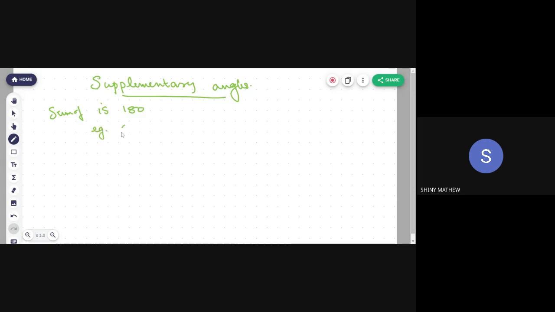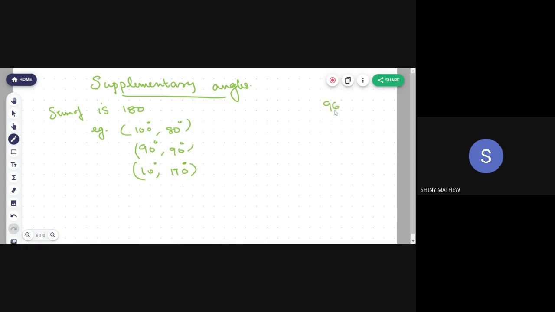Example, some pairs you can write: 100 degrees and 80 degrees, they are supplementary angles. Then another pair, 90 and 90. Then 10 and 170. These all are supplementary angles. By adding we can see that the sum is 180 degrees. Try these questions. All of you note it.